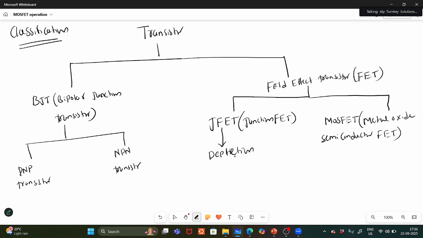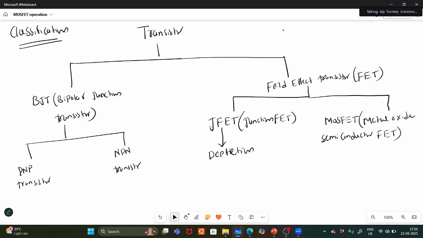What is meant by depletion? Depletion means a channel already exists. What is a channel? In wireless communication, free space is the channel. In optical fiber communication, the cable carrying light is the channel, through which the data is transmitted.